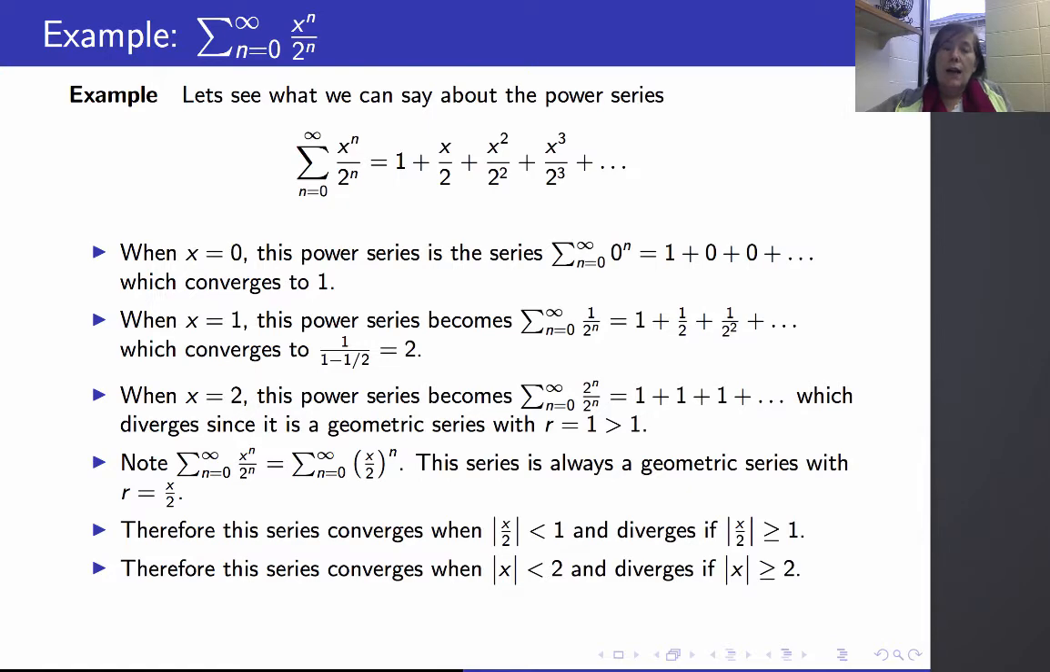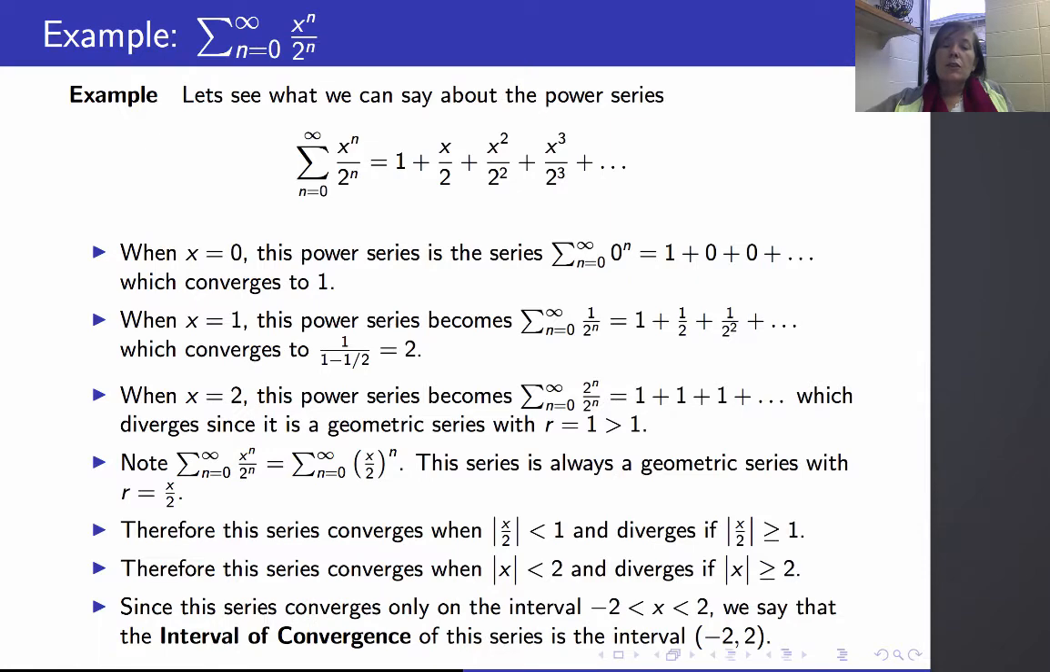We'd like to translate that to some expression in x. Saying the absolute value of x over 2 is less than 1 is the same as saying that minus 1 is less than x over 2, which is less than 1. And that's really two inequalities rolled into one. And we can multiply both across by 2, and it's the same as saying that minus 2 is less than x, which is less than 2, or the absolute value of x is less than 2. So we can translate that statement to the series converges when the absolute value of x is less than 2 and diverges if the absolute value of x is greater than or equal to 2.